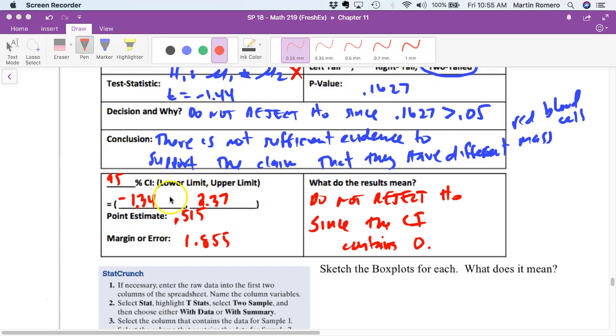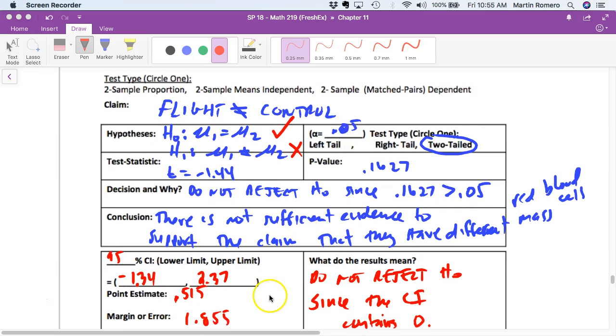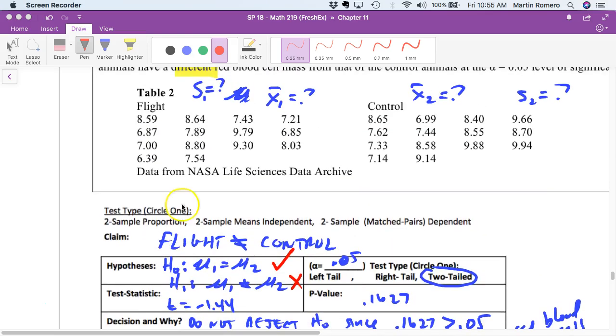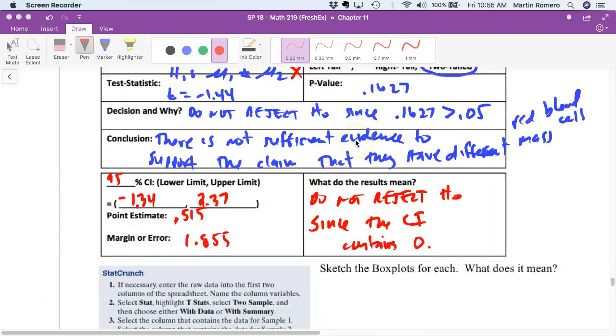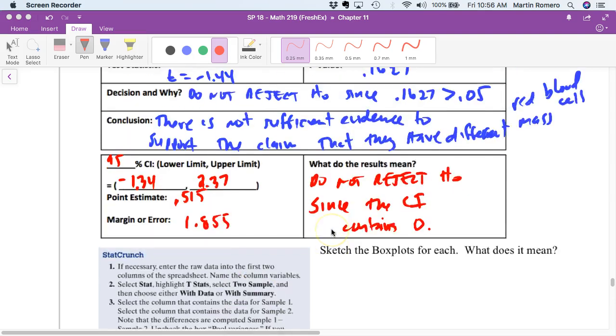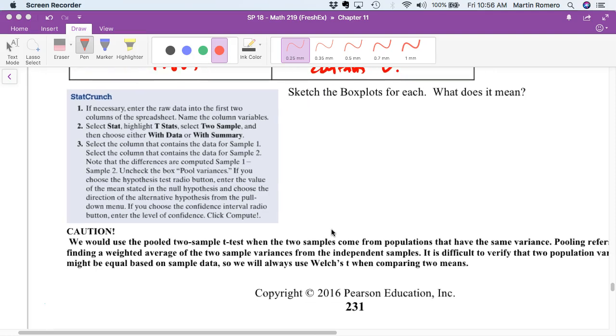And so with that confidence interval, we have the point estimate. You do the calculation. You should know how to do that by now. Add them, divide by 2. And then we're estimating the difference between their blood cells. We're 95% confident it's between negative 1.34 and 2.37, which means that either one could be greater than the other, and that's why we do not reject. Here are the instructions to run your hypothesis tests in these situations.